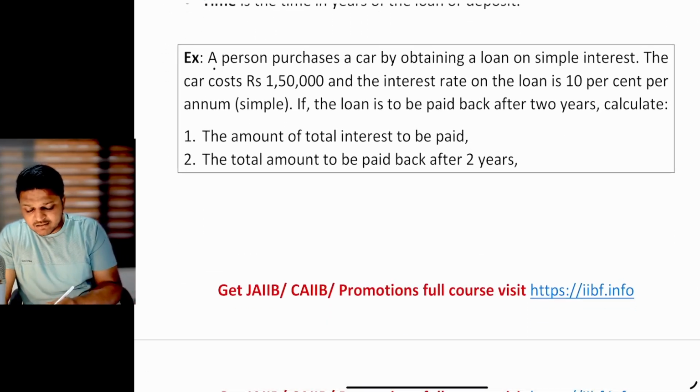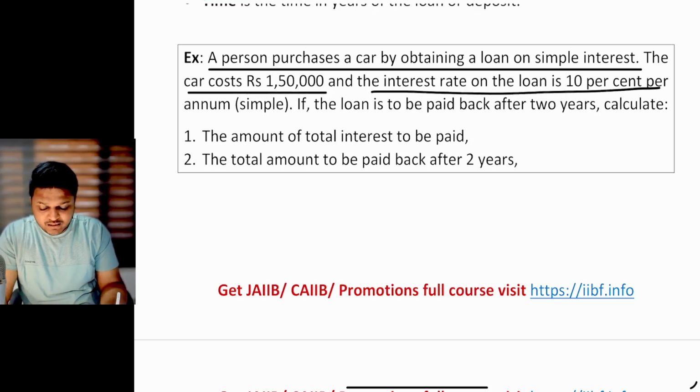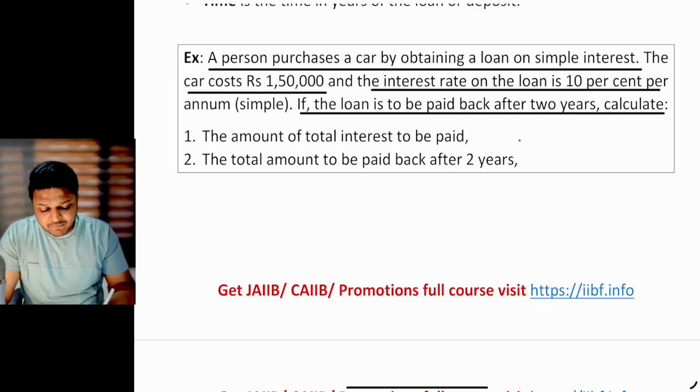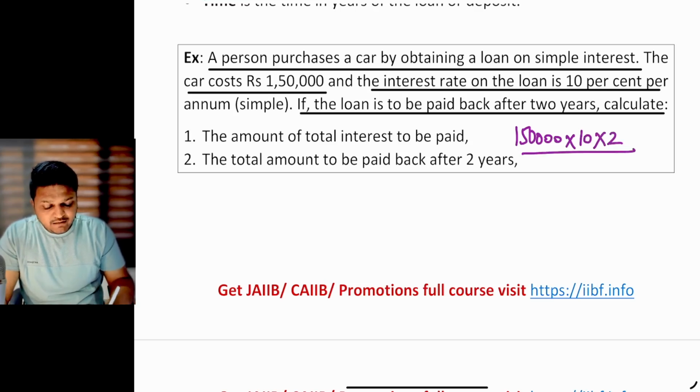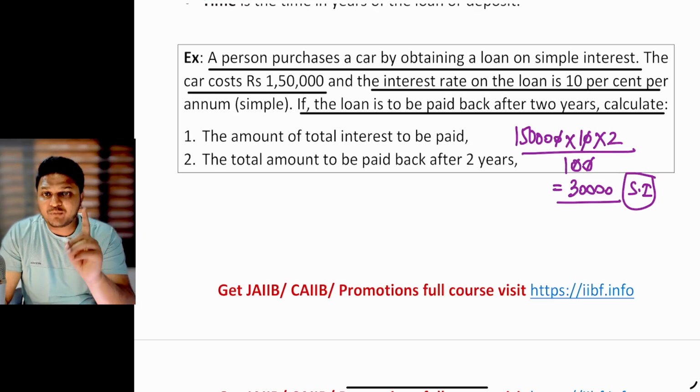So a person purchases a car by obtaining a loan on simple interest. The car is costing 1,50,000. The interest rate on the loan is 10% per annum. If the loan is to be paid back after 2 years, calculate the amount of interest to be paid. So what will be the amount of interest? It is P into R into T. P is 1,50,000 over here. R is 10% and T is the tenor, that is 2 years, divided by 100, right? So we can easily solve it. So it is 15,000 into 2, that is 30,000 of the simple interest to be charged. This is the total amount of interest that will be charged over the time period of 2 years.